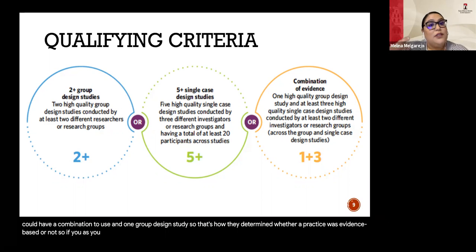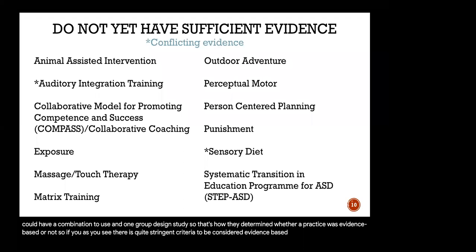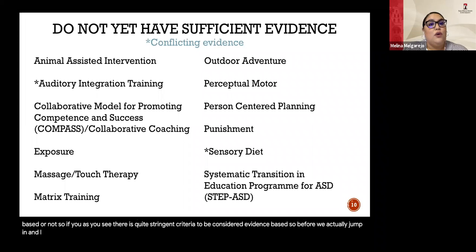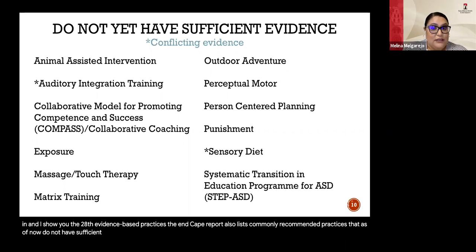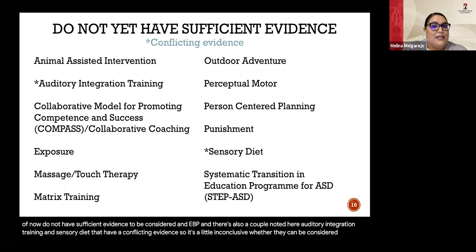So as you see, there is quite stringent criteria to be considered evidence-based. So before we actually jump in and I show you the 28 evidence-based practices, the NCAPE report also lists commonly recommended practices that as of now do not have sufficient evidence to be considered an EBP. And there's also a couple noted here, auditory integration training and sensory diet, that have conflicting evidence. So it's a little inconclusive whether they can be considered evidence-based.